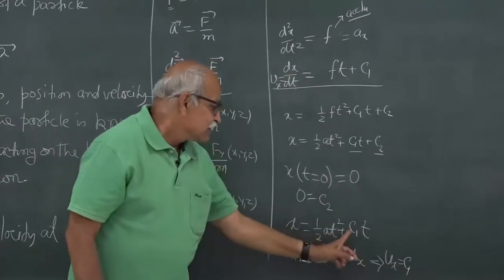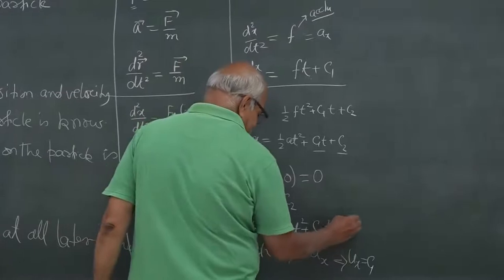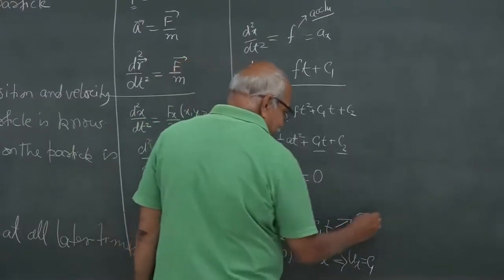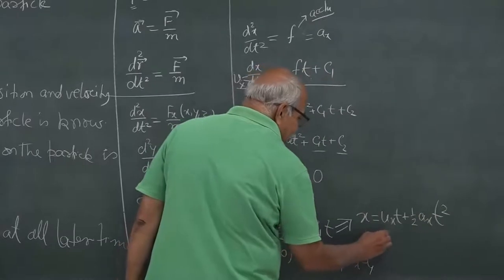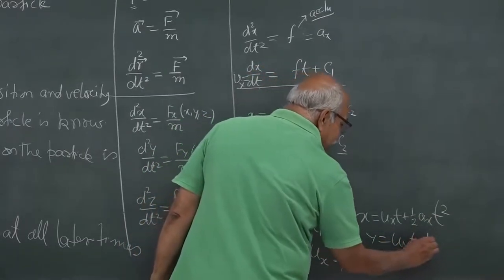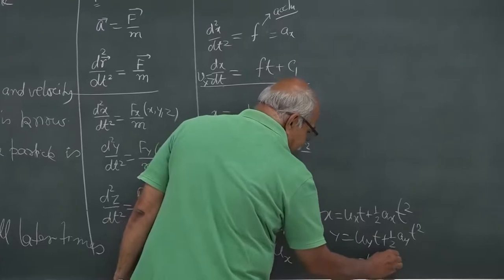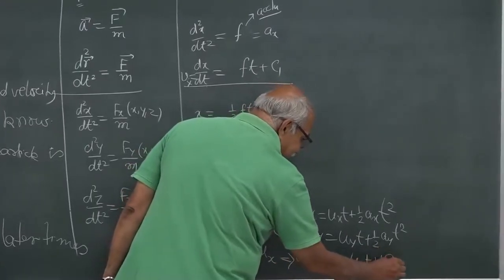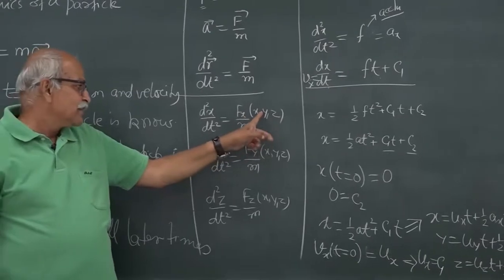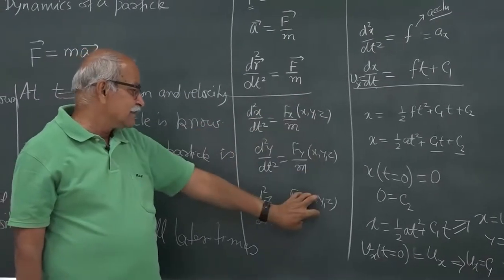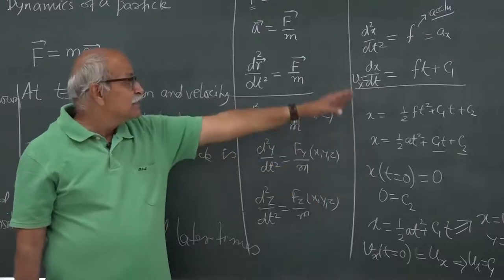So if I put it here, this gives me ux is equal to c1. So this c1 is that x component of the velocity at t equal to 0, and you put it here and you get your very well known equation, x is ux t plus half ax t square, and same is the story for y and z components. So uy t plus half ay t square, and z is equal to uz t plus half az t square. So if you know the force, and force happens to be same at all positions at all time, so this is constant, this is ax, this is ay, and this is az, and they are all known, then you can immediately write what is x, y, z at later time t.